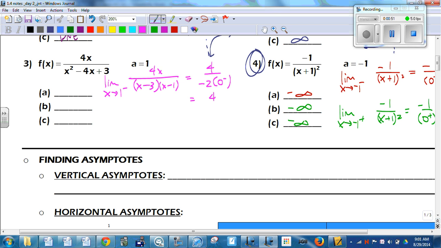So in the bottom, we have negative 2 times something really, really close to 0 that's negative. Well, we have basically a negative times a negative, which is going to make it positive, and it's just going to end up being really, really close to 0, but positive. So for this one, we get positive infinity.